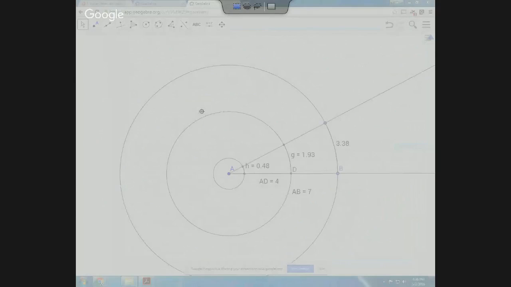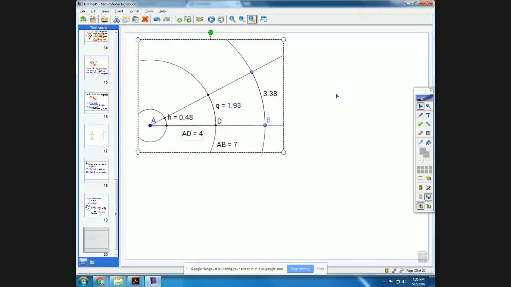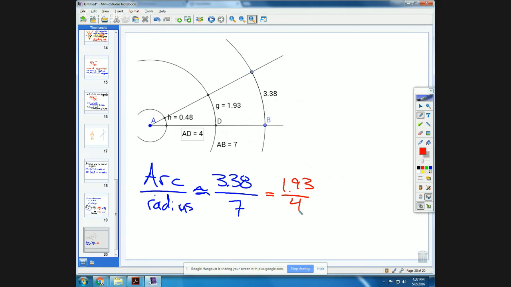Screen clipping. We're going to steal these numbers here. All right, so what we need to do is compare calculator-wise. We are comparing the ratio of the arc to the radius. So for the big guy, it's approximately 3.38 over 7. For the medium-sized guy, it's about 1.93 over 4. And for the little guy, it's about 0.48 over 1.